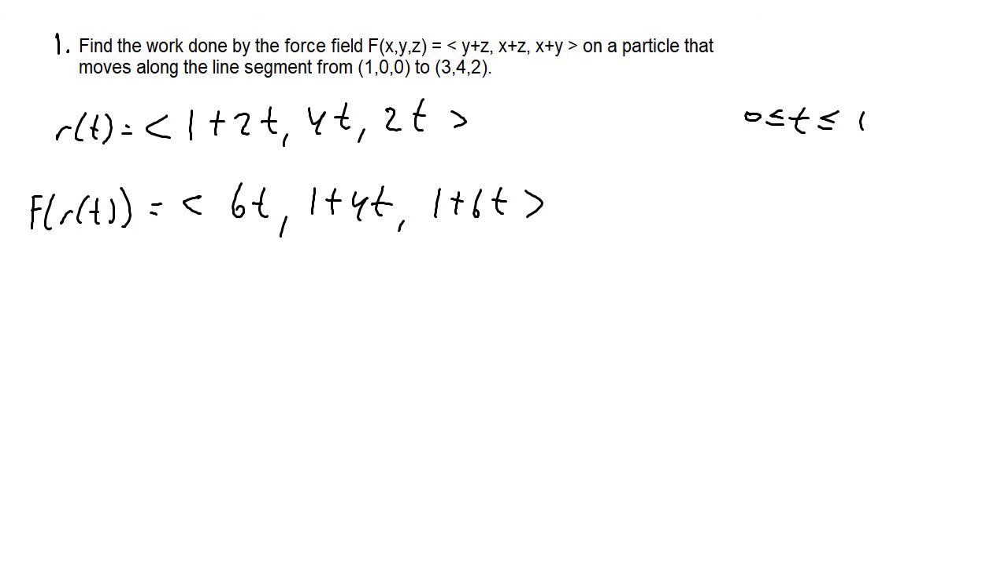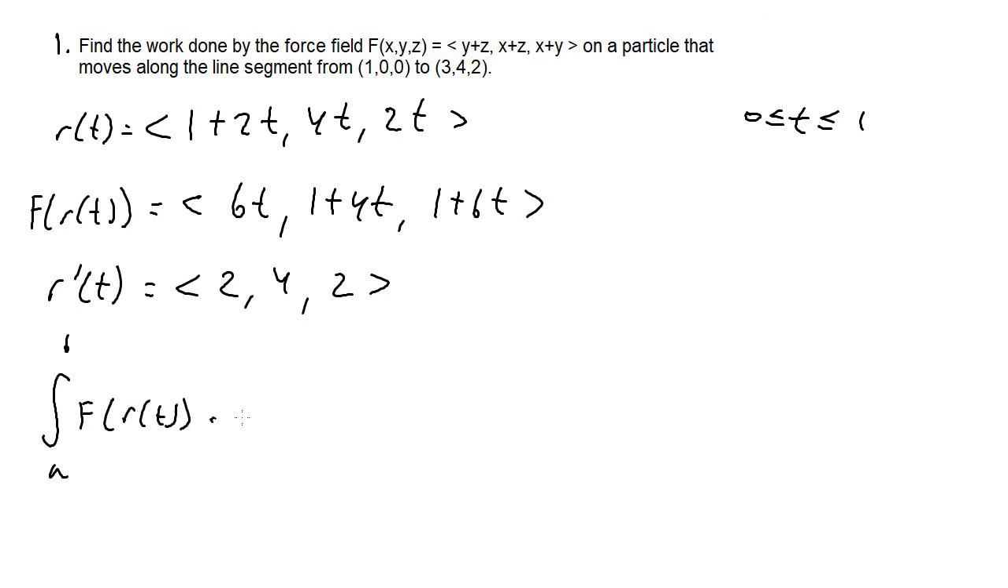Now remember, we need to find r prime of t. So we're just going to take the derivative of the vector function. The derivative of 1 plus 2t is 2. The derivative of 4t is 4. The derivative of 2t is 2. So once again, we're going to take the integral from a to b of the dot product of f of r of t and r prime of t dt.